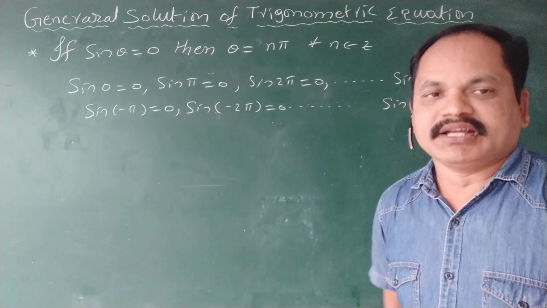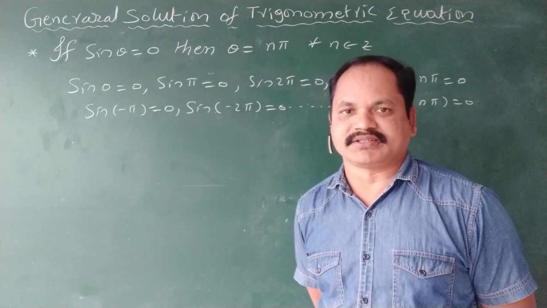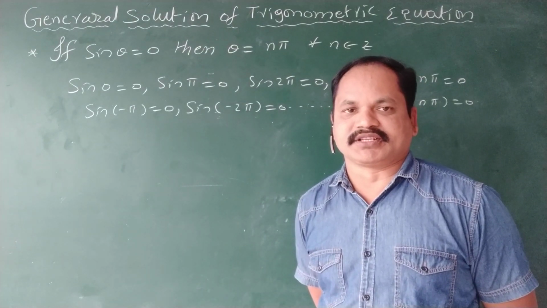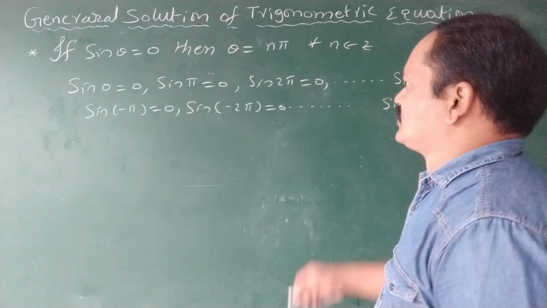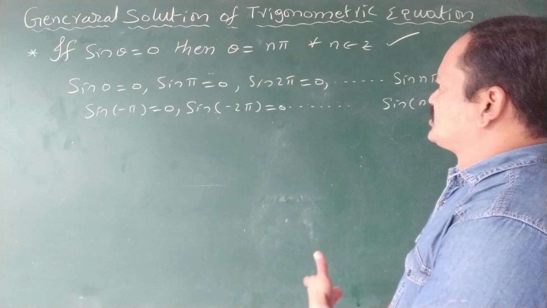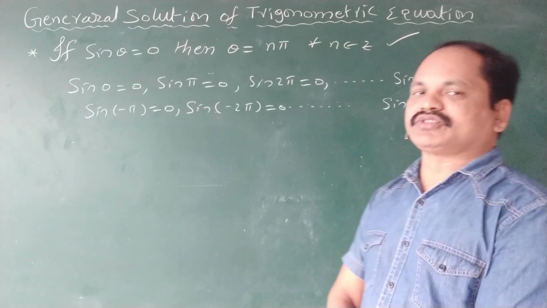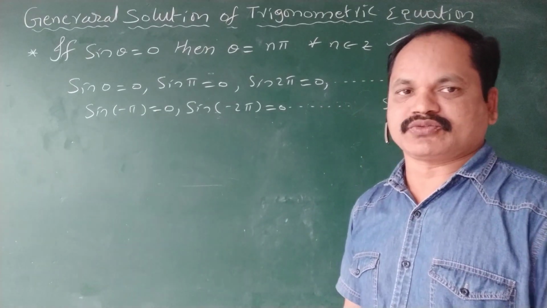Z is the set of integers: 0, plus or minus 1, plus or minus 2, plus or minus 3, like that. That's why the general solution for sine theta is equal to 0 is theta is equal to n pi for all n belongs to Z. That's all. Now we are going to the next one.